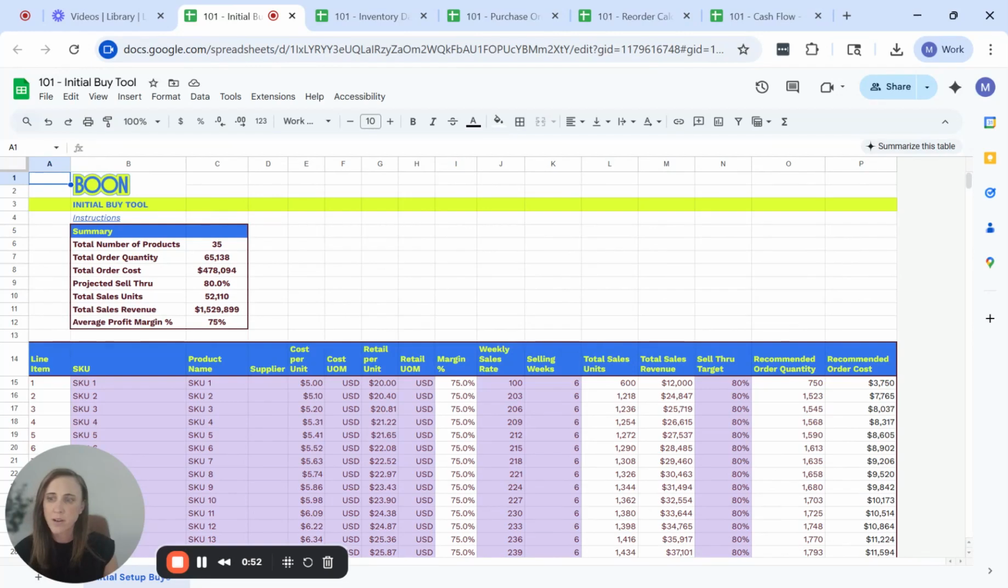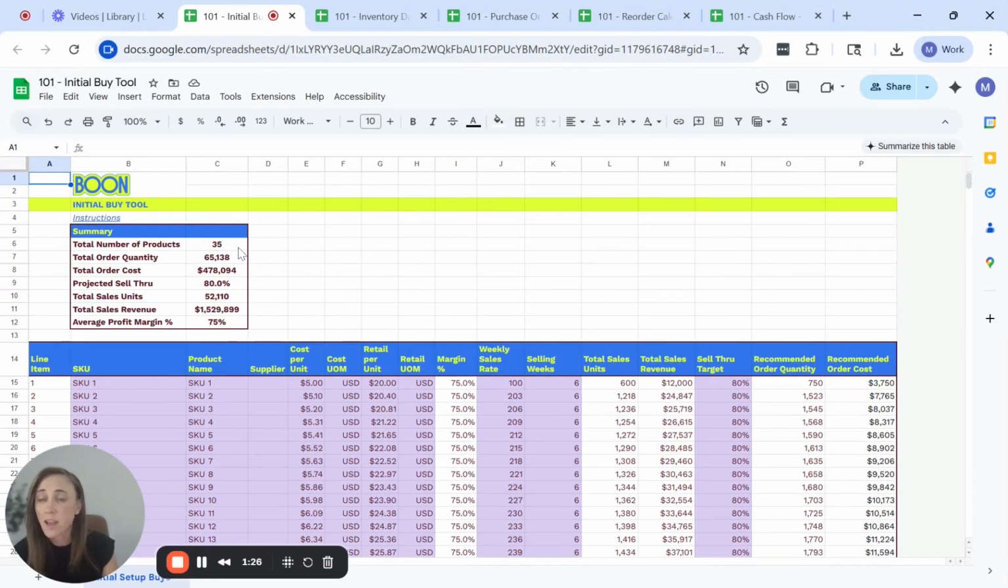Our first one is our initial buy tool. This is a tool that will help you take guesswork out of those initial purchase orders that you're making before you even start selling. At the top, there is the linked instructions. And then at the top of each of our files is a summary. This is, of course, the most critical pieces of information that we want you to pull out of that particular template. All right, look at this one.